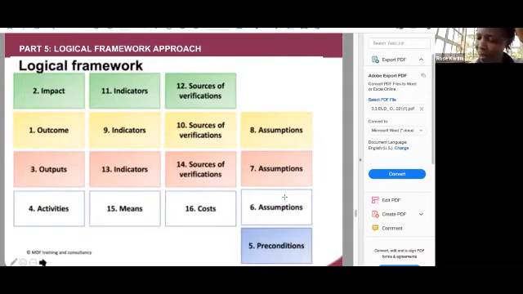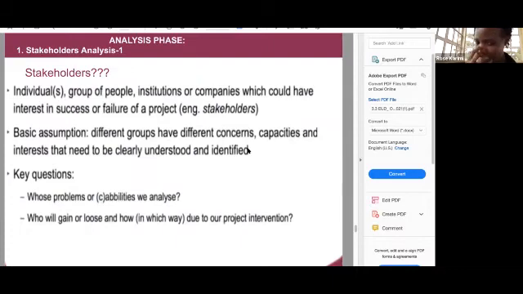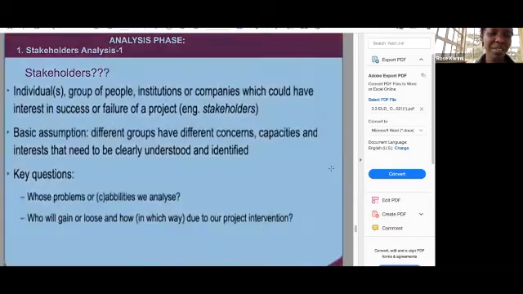Now for the problem analysis, I would like us to, do you have the problem analysis, Geoffrey? Yeah, these are the steps I was talking about. Now, do you have the problem analysis, the analysis phase? Or you want us to start with the stakeholders?